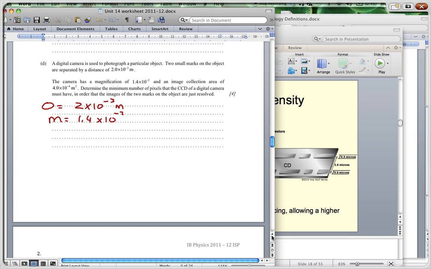Now, when we say that they are just resolved, they need to be 2 pixels apart. In other words, if you've got your pixels, I'll draw it slightly differently. So that's 1 pixel. I'm just using green and red. So if you've got that either one falls on there and there, this distance here is the length of 2 pixels. Then that will be resolved.